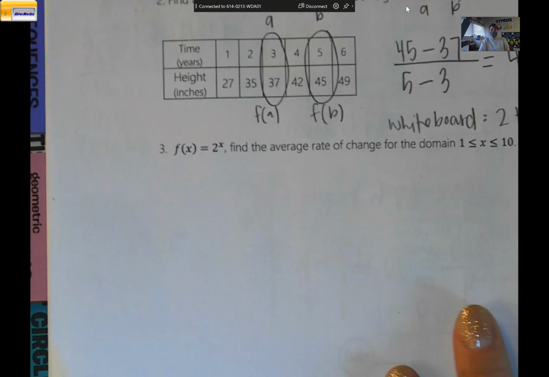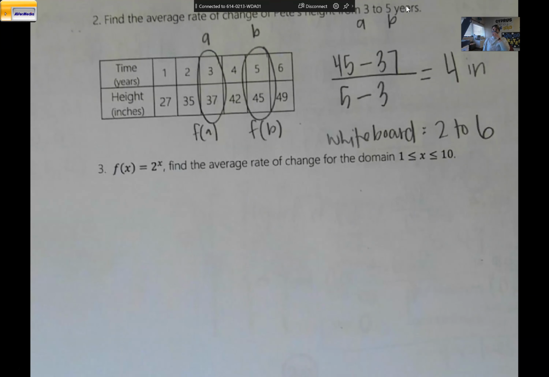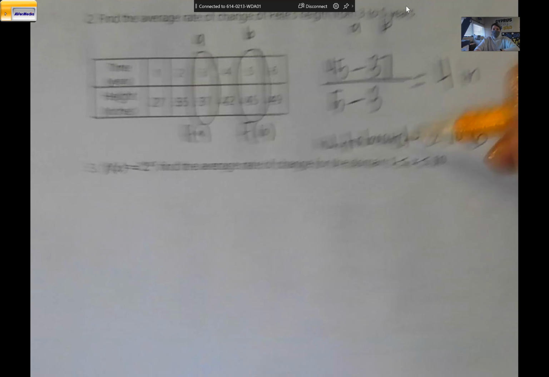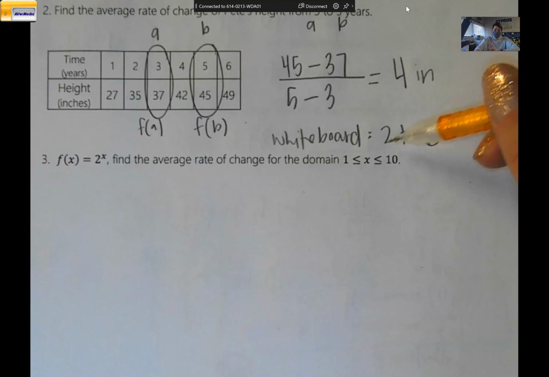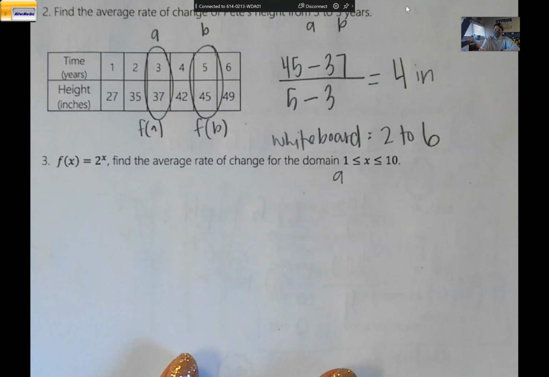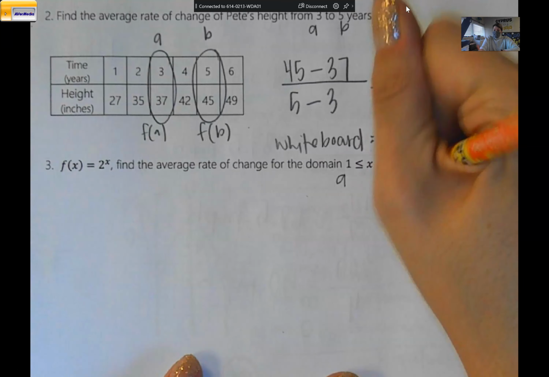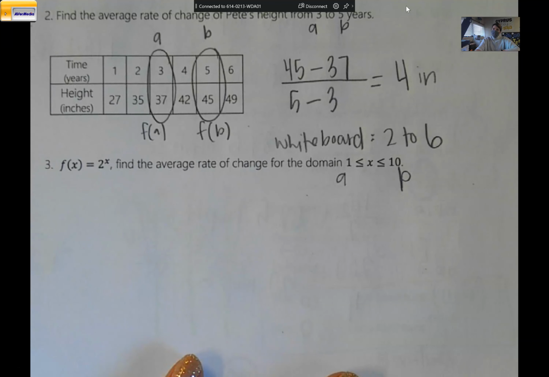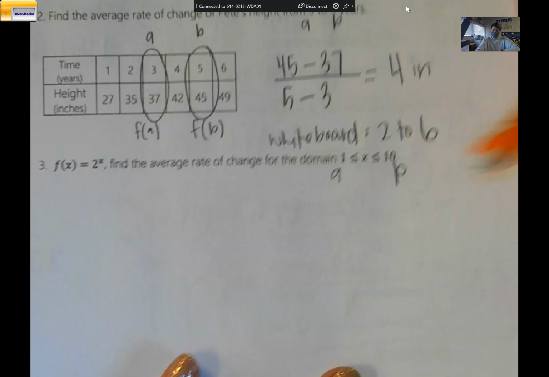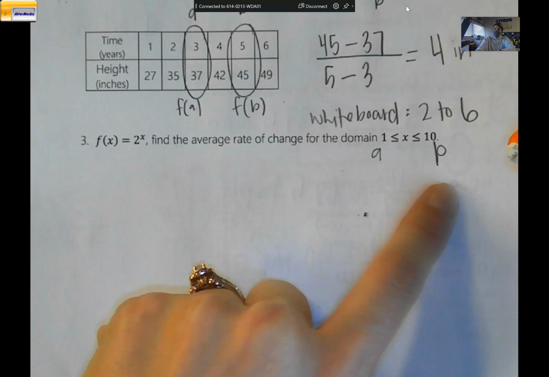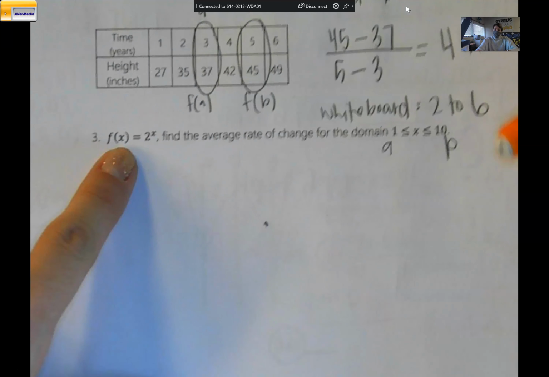Okay, so now I'm going to show you how to do this with an equation. Then we'll practice a couple and you'll take your quiz. So notice this time you have inequality notation, but it works about the same as before. So 1 would be your A, that's your starting point. And 10 would be your B. So I just flipped my notebook back. So now what I need to do is plug these two values in this function that they give me right here.